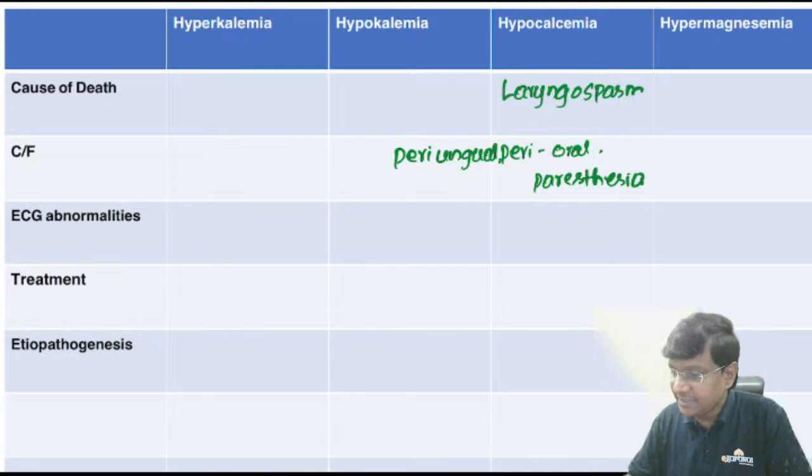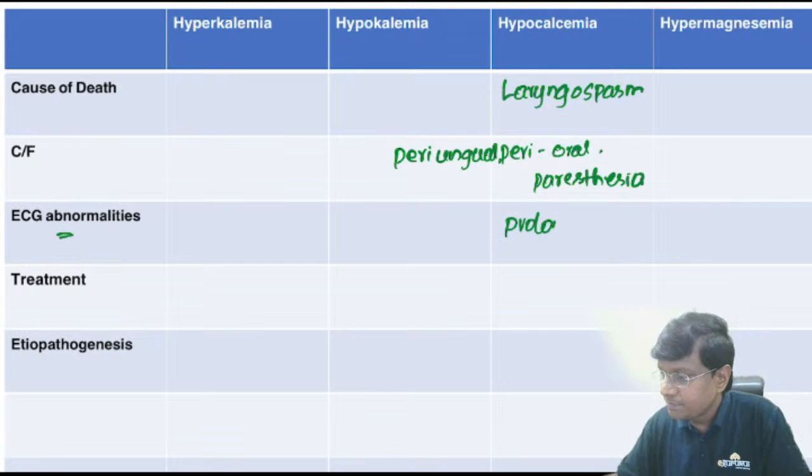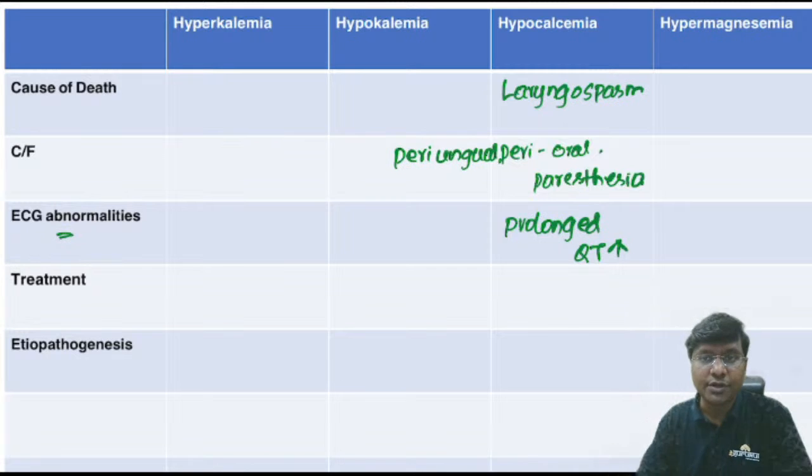And ECG abnormalities in patients with hypocalcemia is that there will be a prolonged QT interval. So when the QT interval is prolonged, how much will it be?